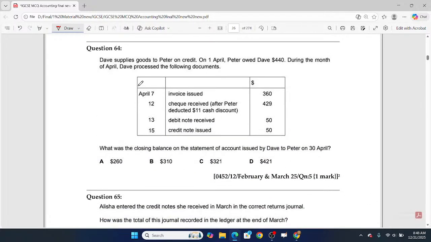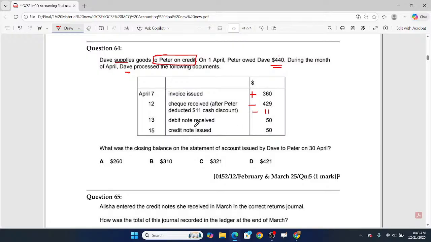64. Dave supplies goods to Peter on credit. On 1st April, Peter owed Dave $440. During the month of April, Dave processed the following documents. Invoice issued. Already 440 Peter owed. And Dave supplied further 360, which should be added. Check received after Peter deducted 11 rupees for discount should be subtracted, and the discount should also be subtracted.